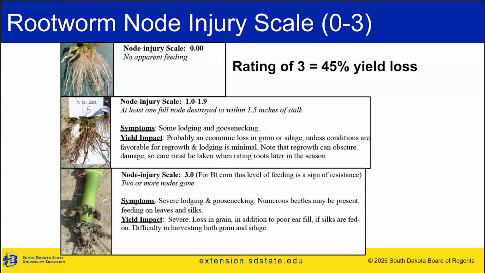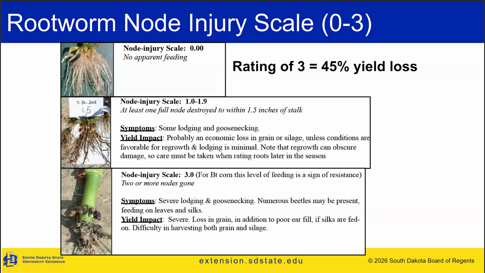So what we're looking for is ideally a rating of 0. That's where we have no apparent feeding. The roots are healthy. You can tell there isn't much scarring or discoloration on them. Then the next case is not as positive, but you get to a node injury scale of 1. It means at least one full node of roots was destroyed to within 1.5 inches of the stalk.